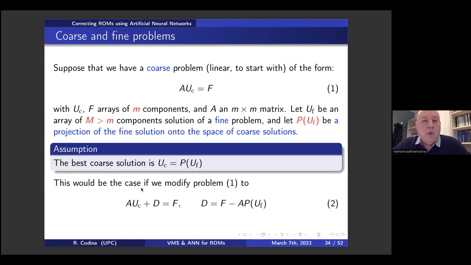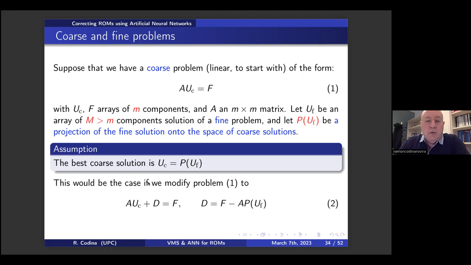So suppose that we have a coarse problem, linear, for example, of the form A U_C equals F. So we have a problem of size little m that we have to solve. But that corresponds to a coarse version of another problem, what I will call a fine problem, for which we have the fine solution U_F, of size capital M, which is larger than little m. For example, in the case of reduced order model problems, little m would be the size of the reduced order model space, and capital M would be the size of the finite element model, the full order model that we have.